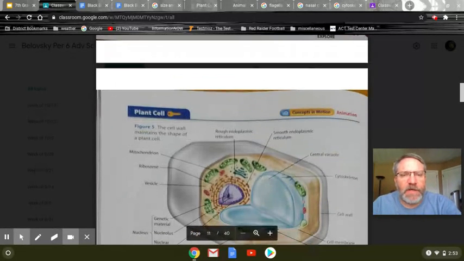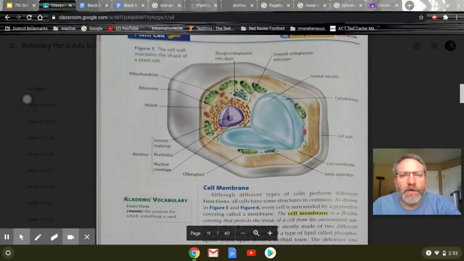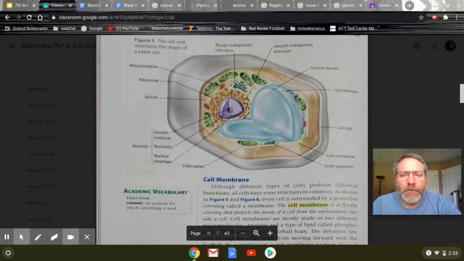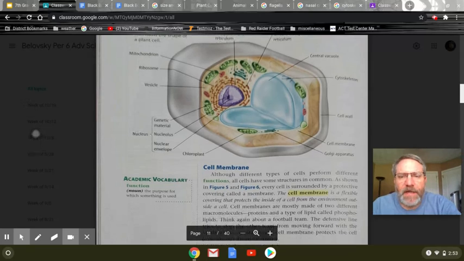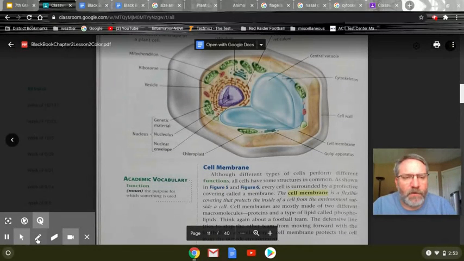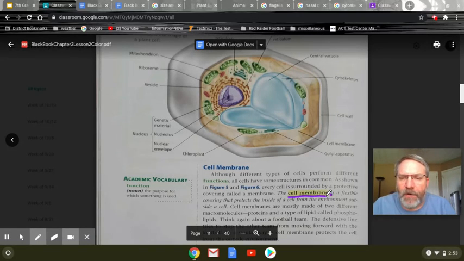All right. So we're going to scroll here, and we're going to get to our first word right here. We're going to click on a color, and let's say we're going to make it a purplish color. All right. The number one that you need to type in your notes is cell membrane. The cell membrane is a flexible covering that protects the inside of a cell from the environment outside a cell. Hit pause, type that in, go.